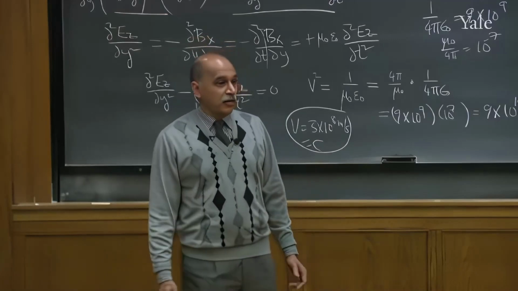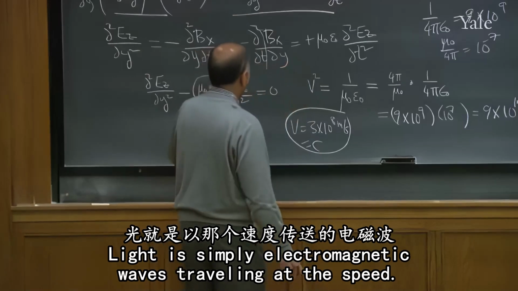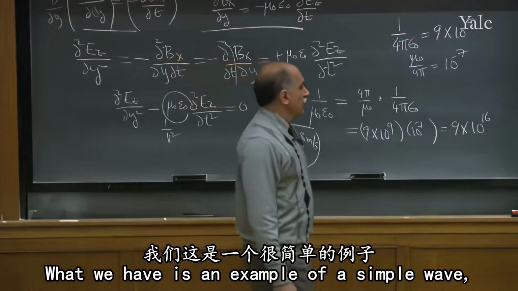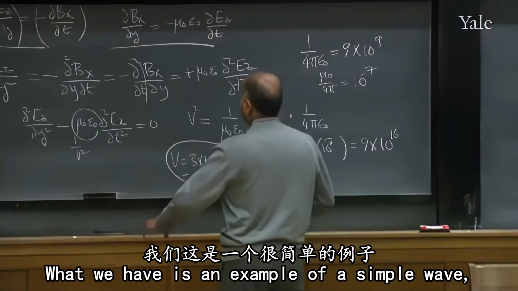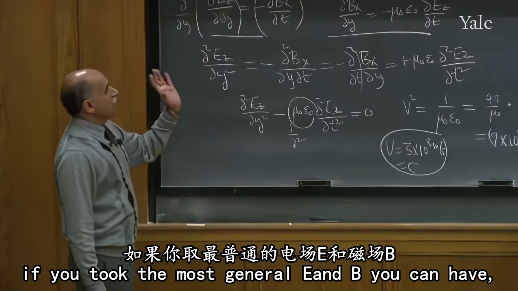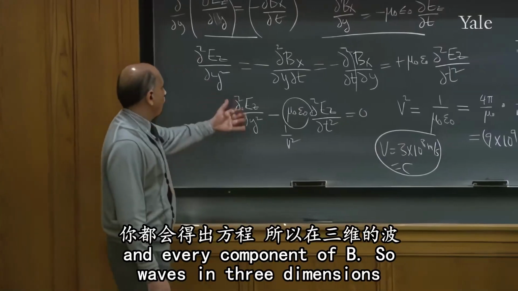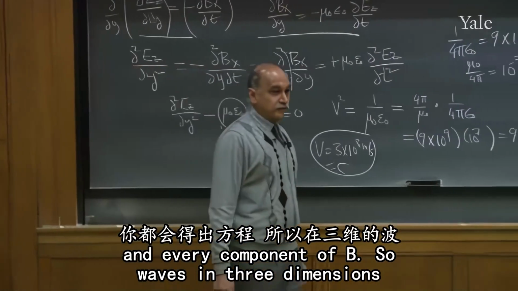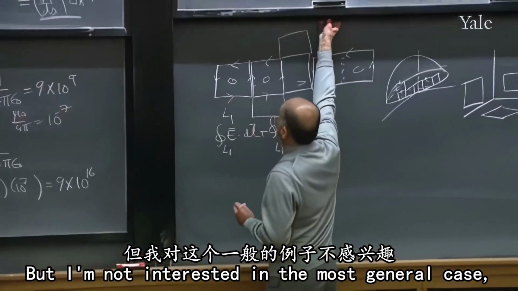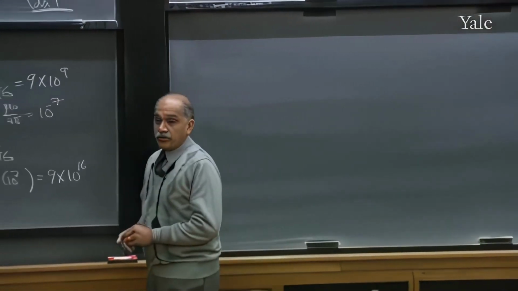So we now have a new understanding of what light is. Light is simply electromagnetic waves traveling at this speed, and it consists of electric and magnetic fields. And what we have is an example of a simple wave, but one can show in general that if you took the most general E and B you can have, you will get similar wave equations. You will get it for every component of E and every component of B. So waves in 3 dimensions will satisfy the general wave equation. But I'm not interested in the most general case, because this is enough to show you where everything comes from.